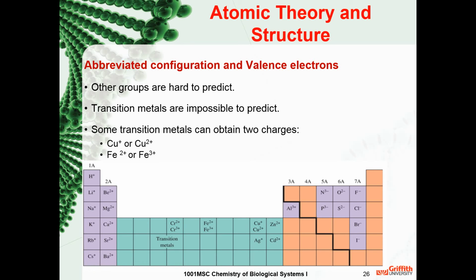For example, copper can take either 1 positive charge or 2 positive charges. Iron can take either 2 positive charges or 3 positive charges. So you need to learn those elements and the possible charges that they can take. We will discuss which elements you need to learn in the face-to-face tutorials.